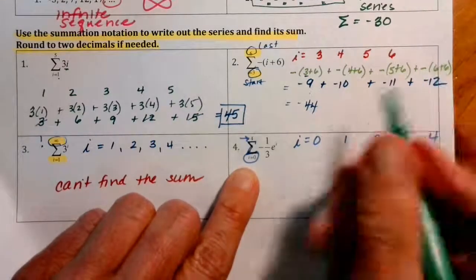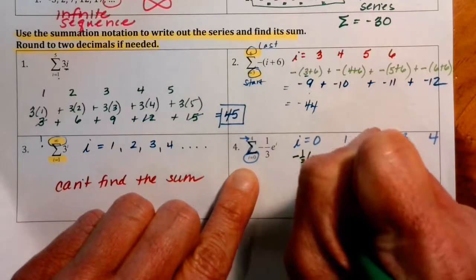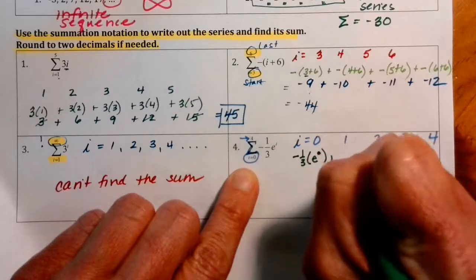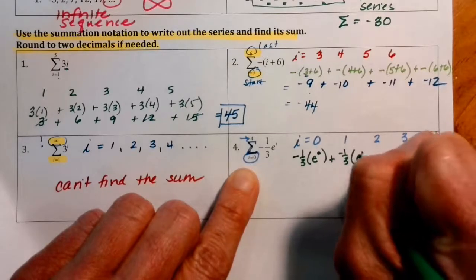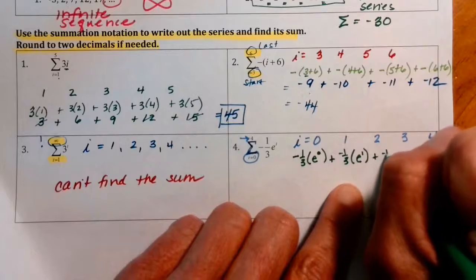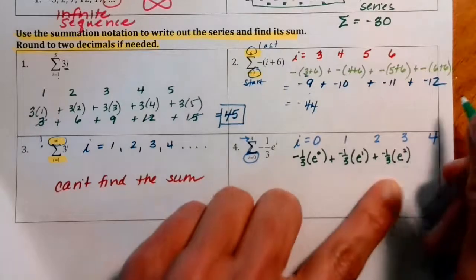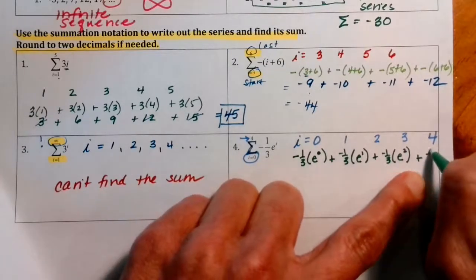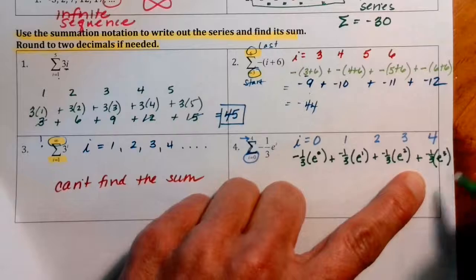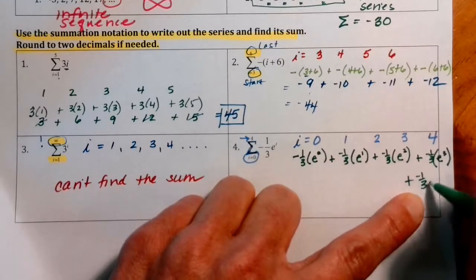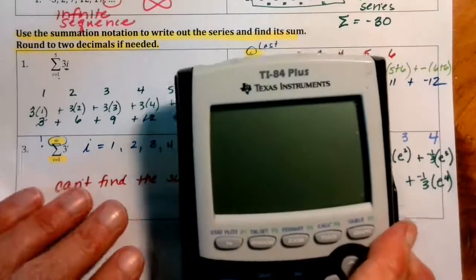All right, so let's go ahead and see what we got here. The opposite of 1/3 times e to the 0 power, plus the opposite of 1/3 times e to the first power, plus the opposite of 1/3 times e to the second power, plus the opposite of 1/3 times, I'm running out of room, e to the third power, and then plus the opposite of 1/3 times e to the fourth power. Now you and I both know I definitely need a calculator for this one.